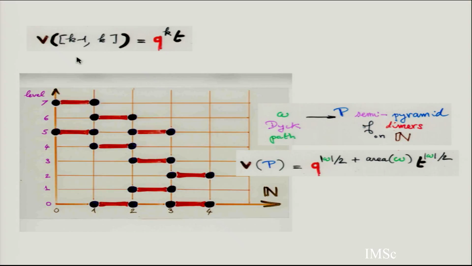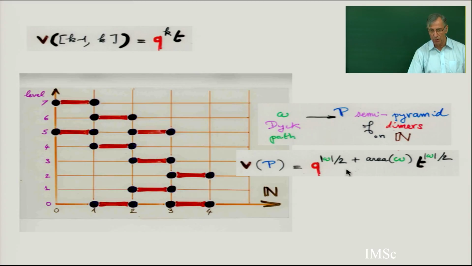So if you take the hips of the dimers k minus 1, k equal q power kt, and if the semi-pyramid, you see, semi-pyramid here, you put this weight with a t and q power k, and if this semi-pyramid comes from a Dicke path in the bijection, then I get the weight of this pyramid, the weight of this hips of segment where all segments have length 2 is going to be related to the area of the Dicke path. Why?